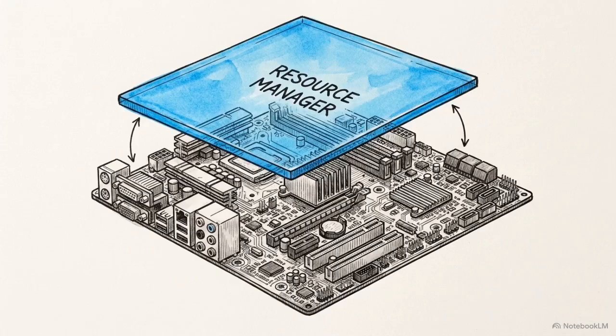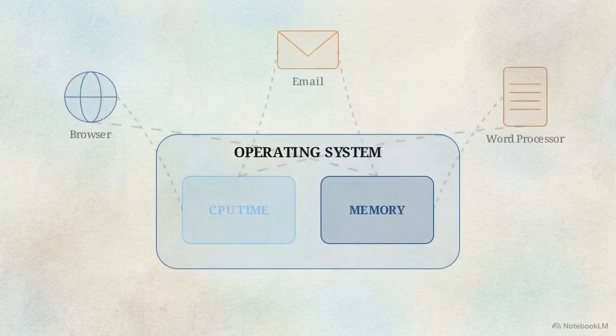To keep humans from having to manually load those instructions one by one, an operating system is placed directly above the hardware. The OS acts as a manager and translator, automatically allocating the CPU's time and memory resources.